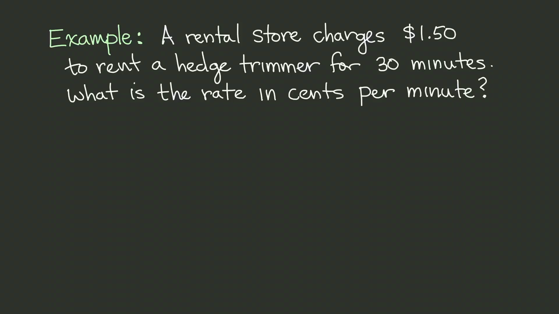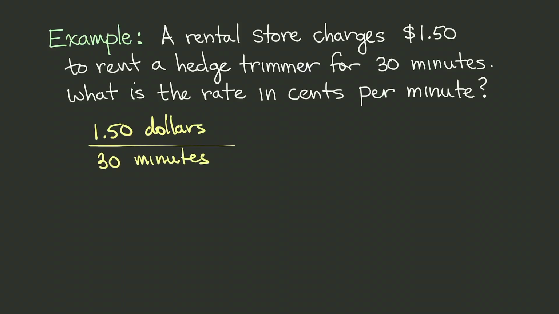In this example, we have that a rental store charges $1.50 to rent a hedge trimmer for 30 minutes. And we're supposed to figure out what this rate is in cents per minute. Okay, so we're starting out with the ratio of $1.50 to 30 minutes.